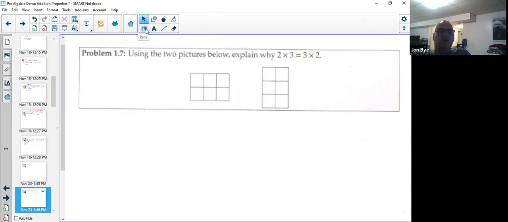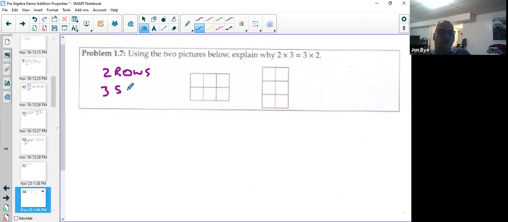Well, in the first example, there are 2 rows, and there are 3 squares per row. So we have 2 times 3, for a total of 6 squares, right? So 2 rows, 3 squares each. We have 6 squares. That's on the left side.